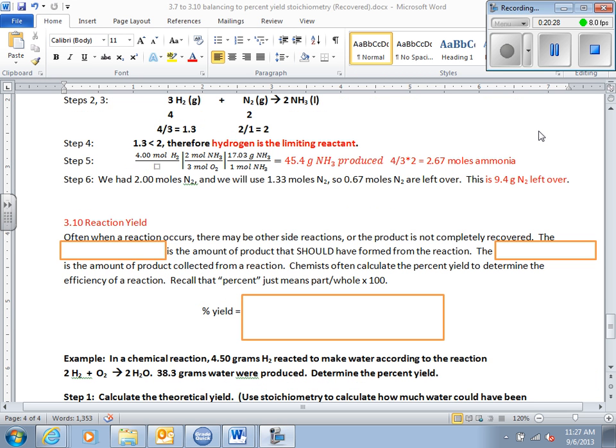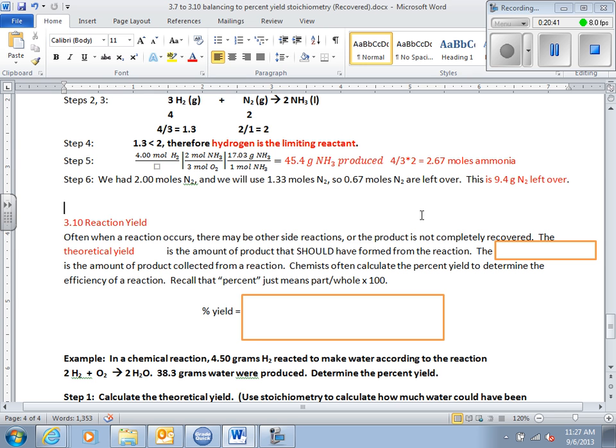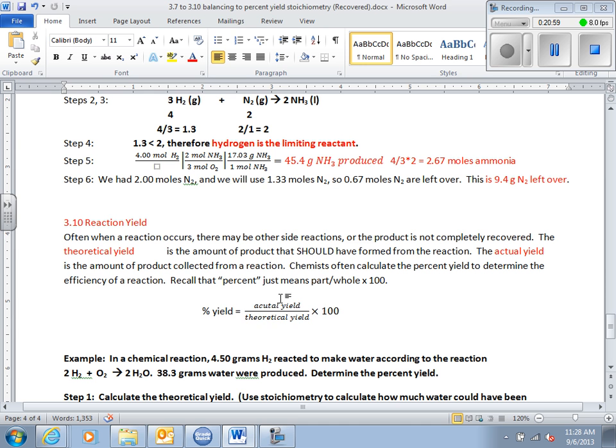All right, last topic for this video is reaction yield. So when we have reactions occurring, there's often side reactions, or we don't completely collect all of the product. So we have something called a theoretical yield. That's how much you should form in a reaction. And the actual yield is how much you actually collect. And then chemists use this thing called a percent yield. It's the actual yield over the theoretical yield times 100. And that gives you your percent.